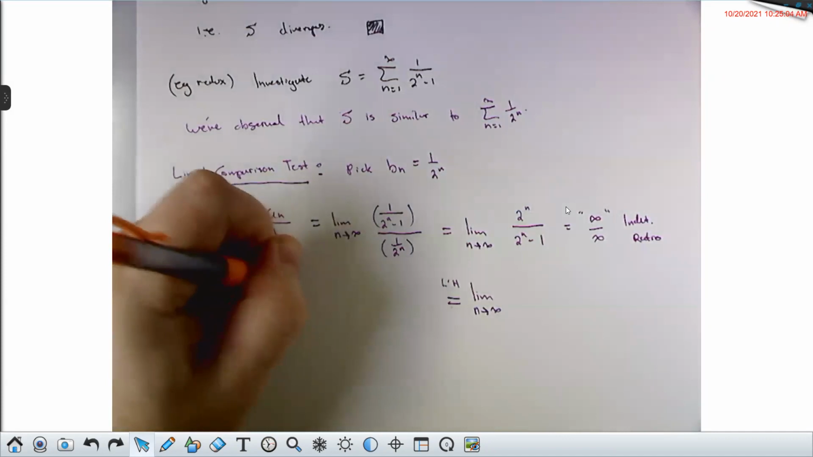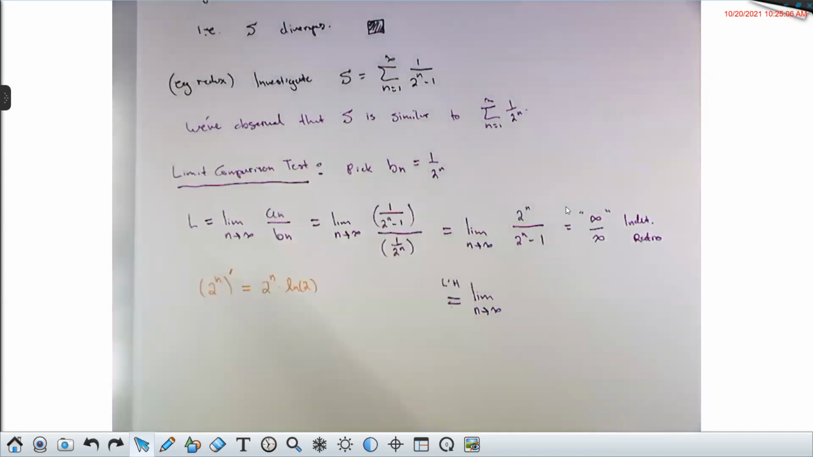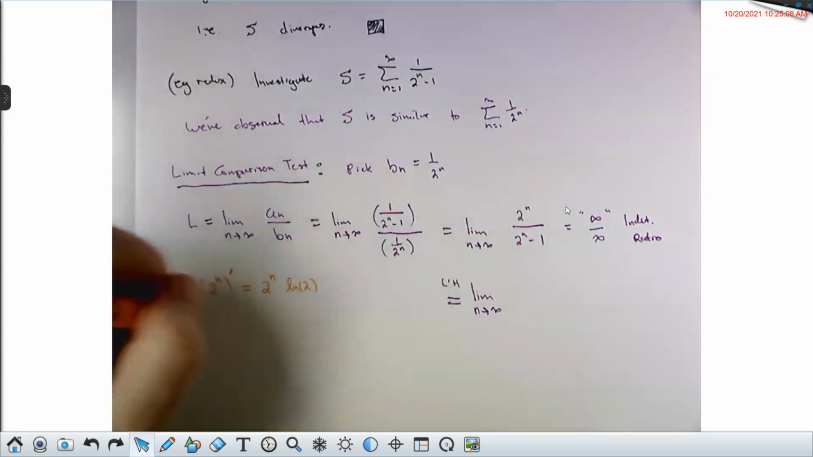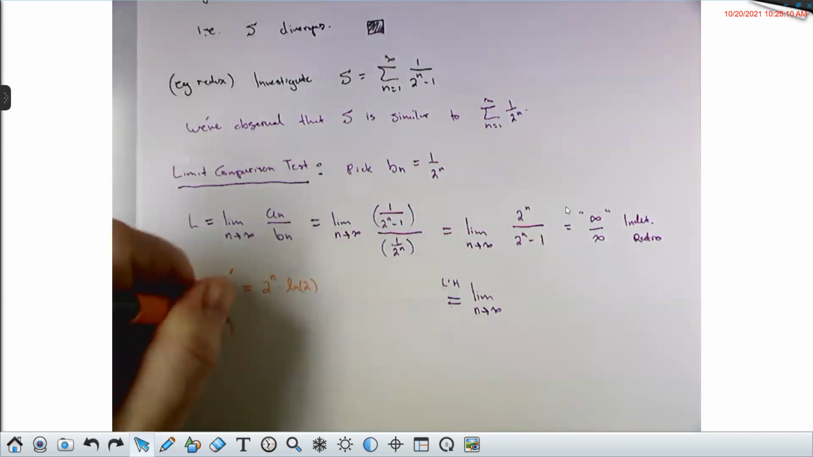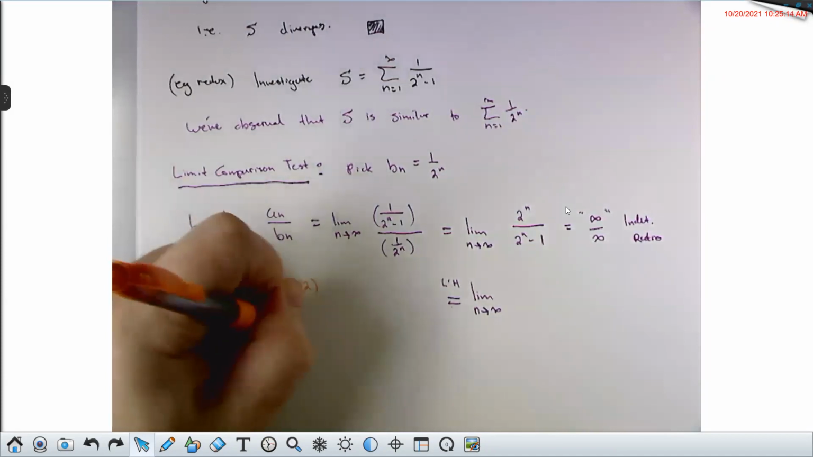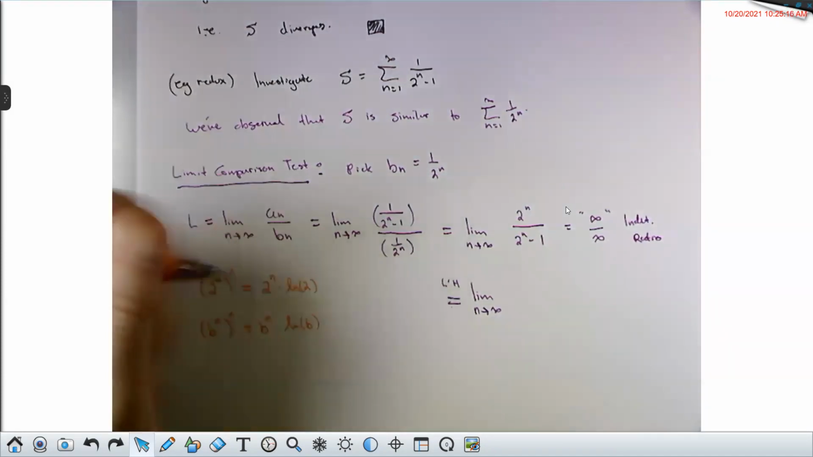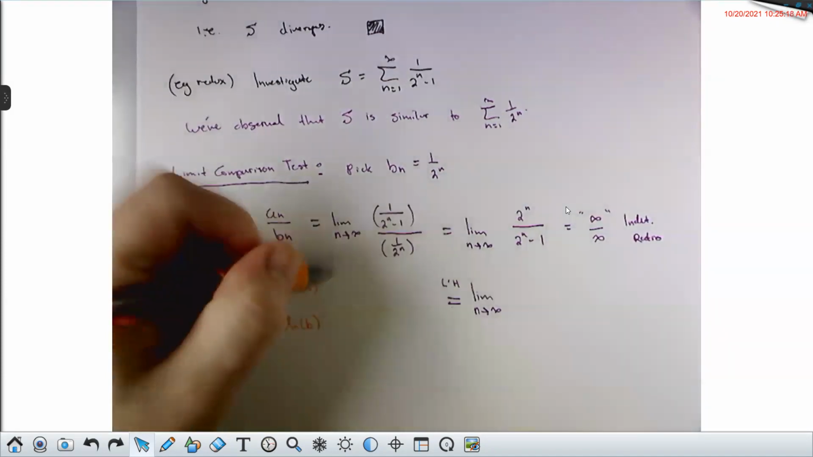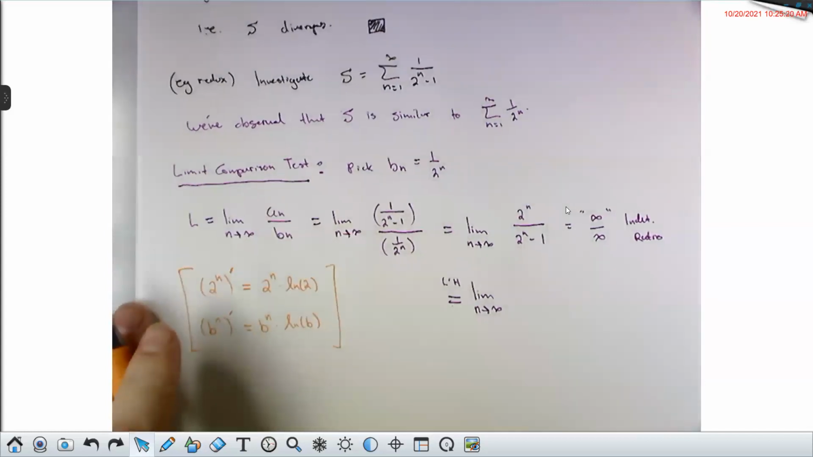This is a Calc 1 thing. This is 2 to the n times the natural log of 2. In general, b to the n, or b to the x, would differentiate to b to the n times the natural log of b. This is a Calc 1 derivative. We should know this.